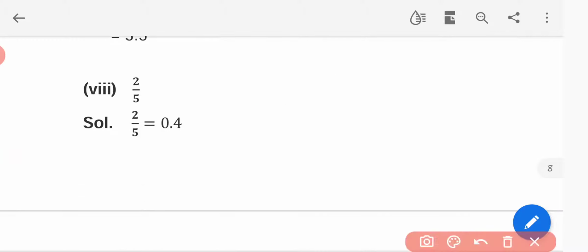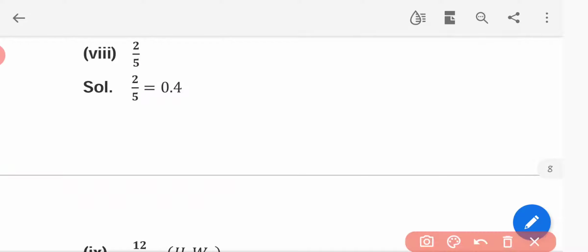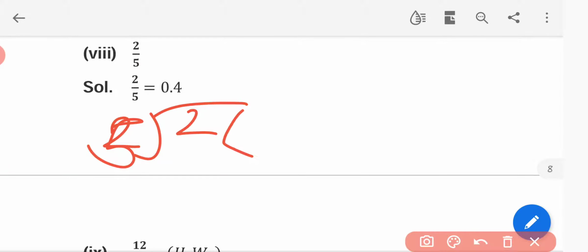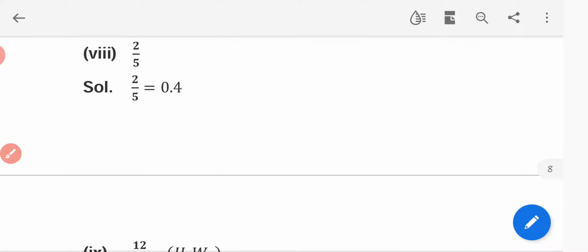Then 2 by 5. Already we have seen that there are two types of method. If we don't want to change the denominator into 10, it means directly divide the numerator by the denominator. So it means you have to divide 2 by 5. Here 2 is given, so we'll put 0. It means you have to put the decimal point. So 5 4s are 20. It means the answer is 0.4.